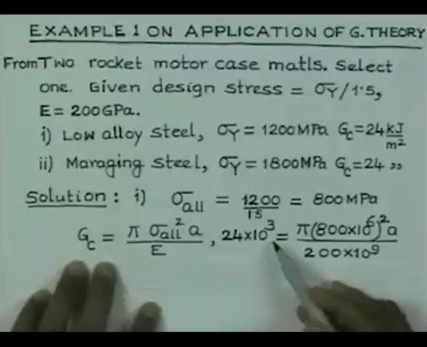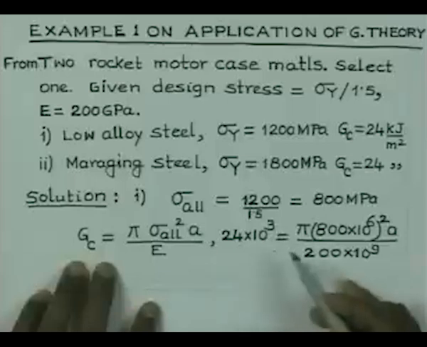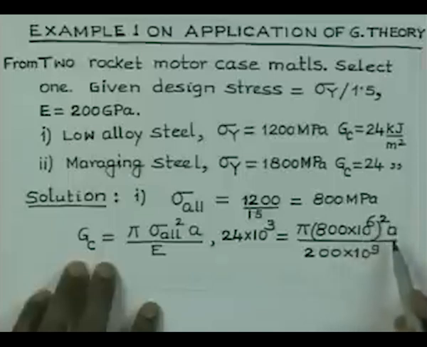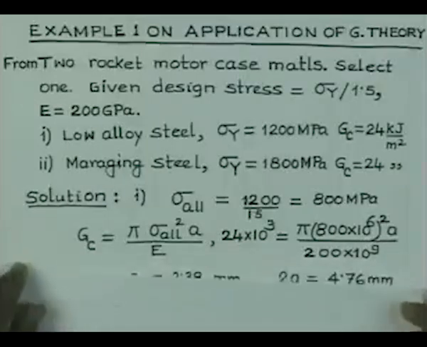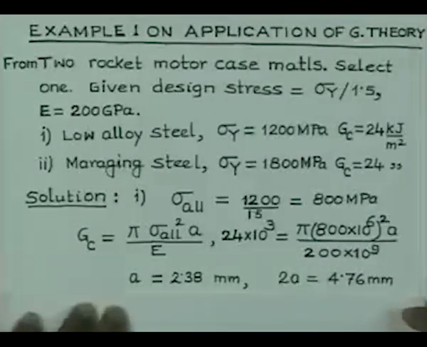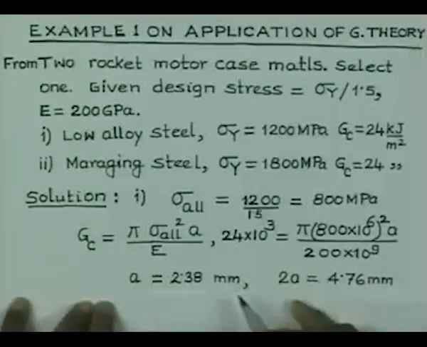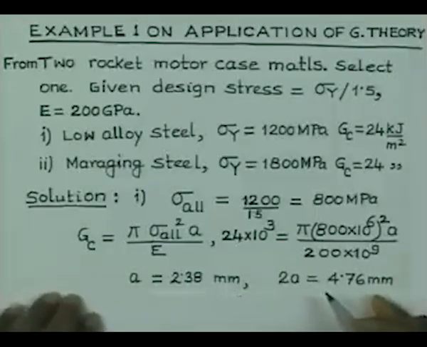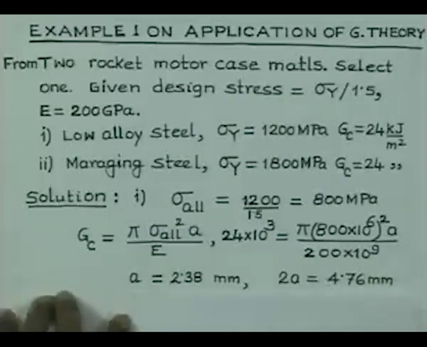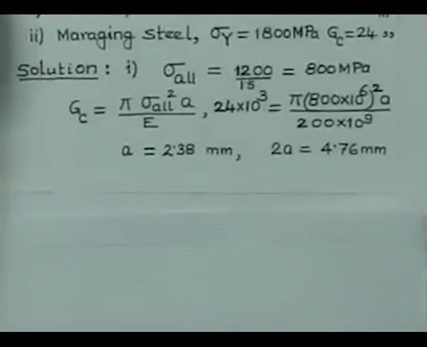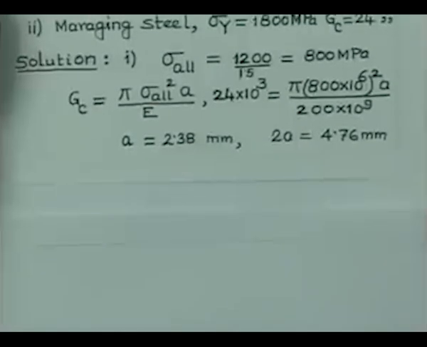This is given as 24 into 10 to the power 3 Newton per meter square, and then we have pi into 800 into 10 to the power 6 square into a by E, which is 200 into 10 to the power 9. So, once we simplify, we get a value of the crack length as 2.38 millimeter, and therefore if it is internal crack, the size is twice that, and it is 4.76 millimeter. So, this is what is the crack size that is permissible or that will lead to brittle fracture in the case of material number 1.